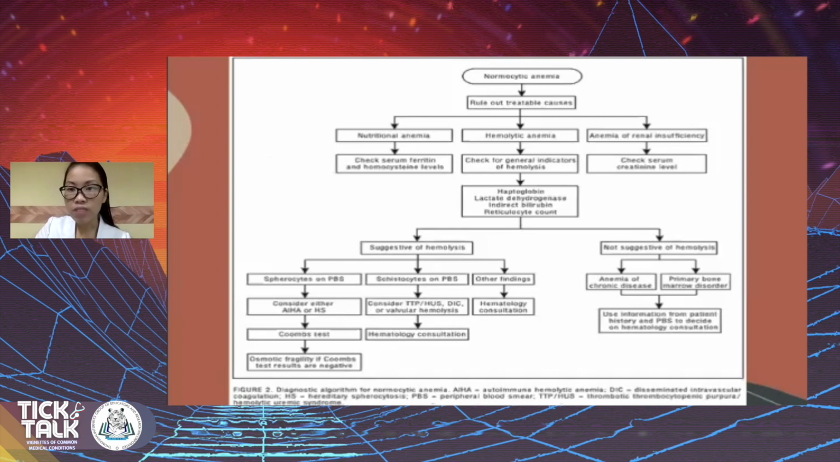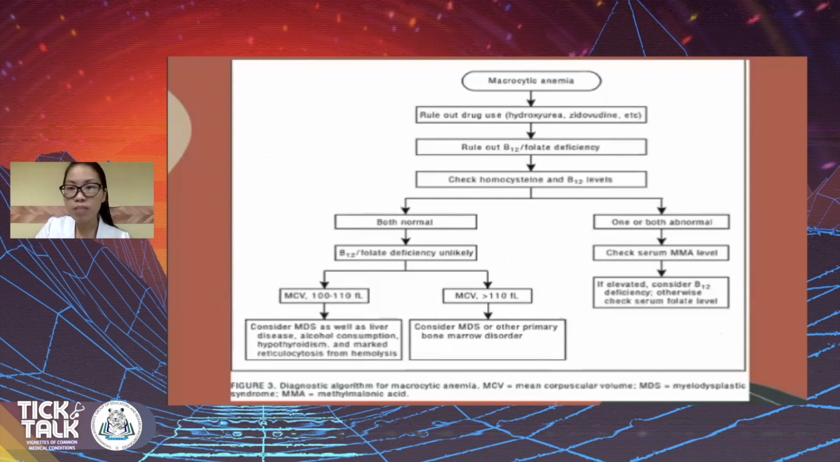Another algorithm is for normocytic anemia, which could be of various underlying causes, and macrocytic anemia, which can be secondary to chronic medication, nutritional deficiency, or a clue to a beginning true or primary bone marrow disorder.